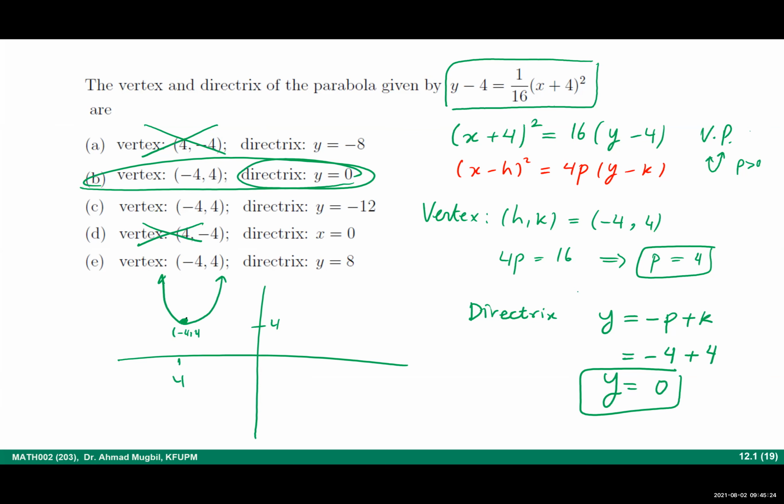Now the directrix, of course, the focus will be here. The directrix will be a line whose distance from this point is p. What is p? 4. You will go down 4 units. So from 4, you will be here. The directrix will be y equals 0, the x-axis.